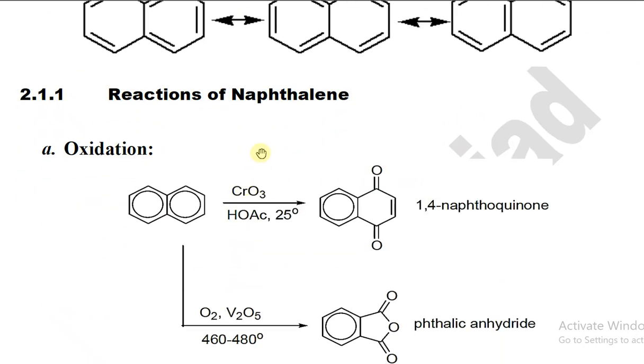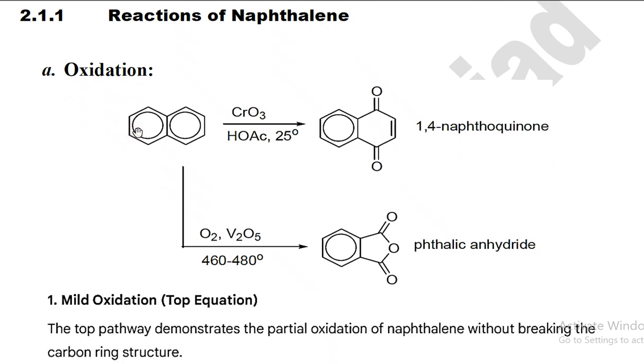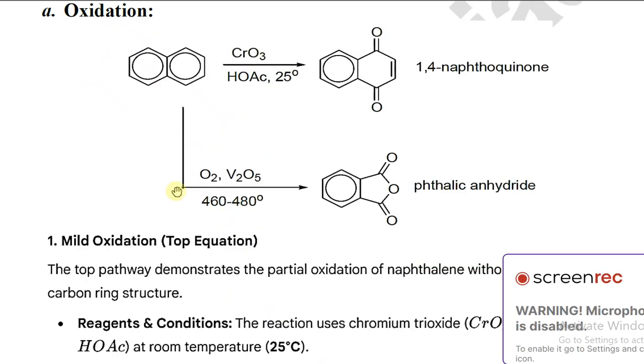Reactions of naphthalene. The first reaction of naphthalene is oxidation. We know oxidation increases the oxygen atoms or decreases the hydrogen atoms. Here we have two types of oxidation, by different reagents.